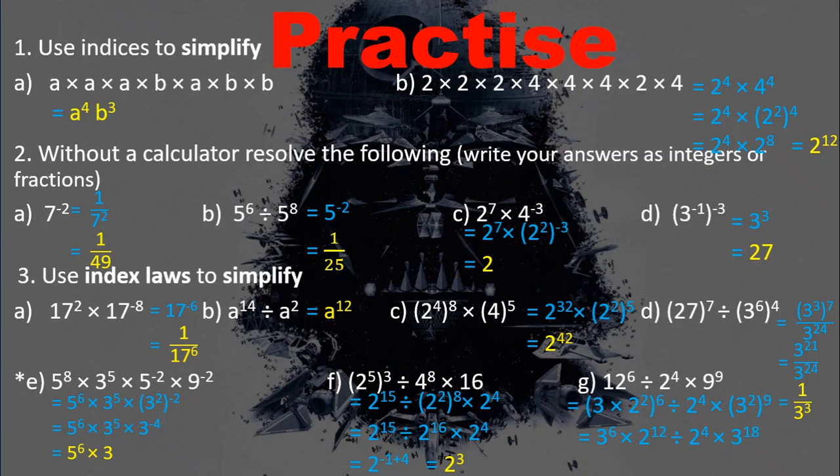Grouping our 3's together, 3 to the power of 6 plus 18, that's 3 to the power of 24. And grouping my 2's together, that's going to be 2 to the power of 12 minus 4. That's 2 to the power of 8.